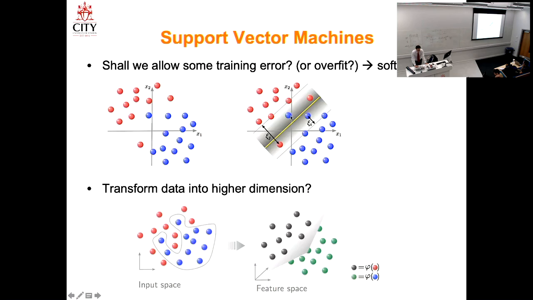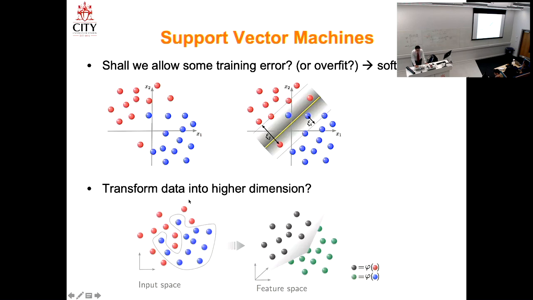Maybe this person knew the bank manager. Maybe there is an exception here. We don't have to change our model because of one exception. So we call it a soft margin. We accept some training error. We say, okay, I'm fine with having some error. I don't want to destroy my whole model.